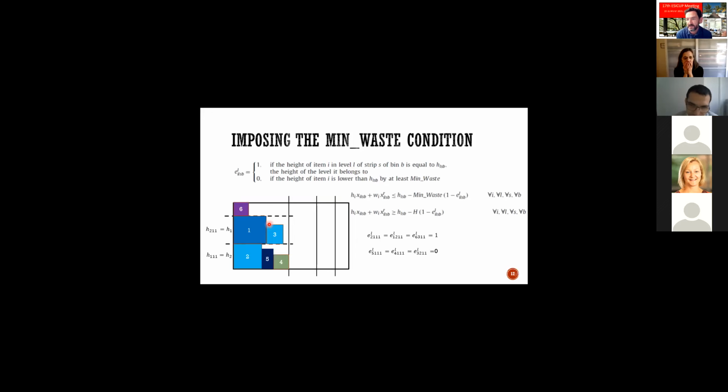For instance, one of them is imposing the minimum waste condition. We have to define new variables indicating when the height of item I in level L of strip S of bin is equal to the height of the level. When we have that, we can check whether the waste is the same as the level or less than the minimum waste. Okay, in this case, the variable for item 2 in the first level is equal to 1 because the height of this level is equal to the height of item 2. It's the same with item 1 and with item 6.